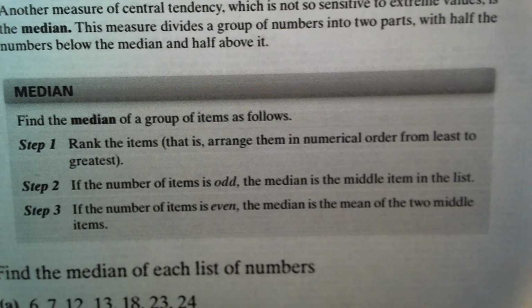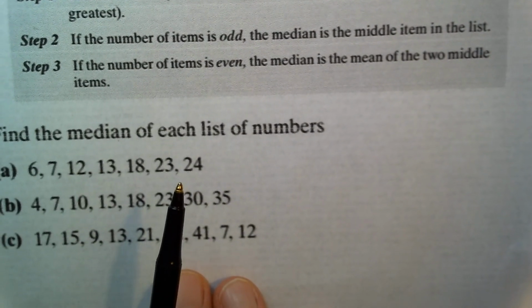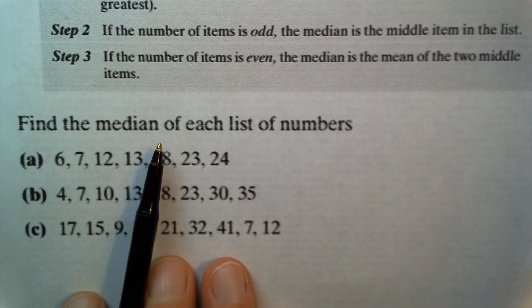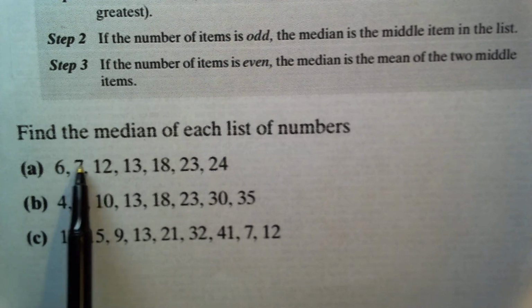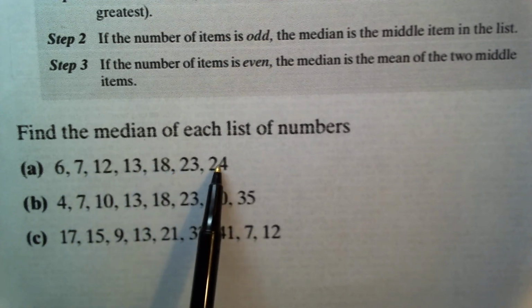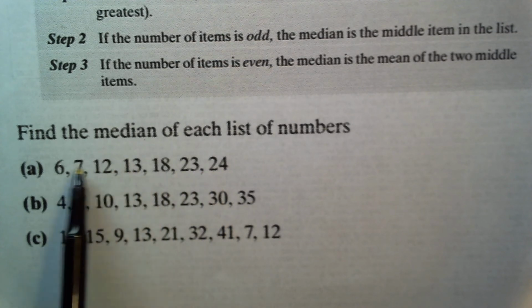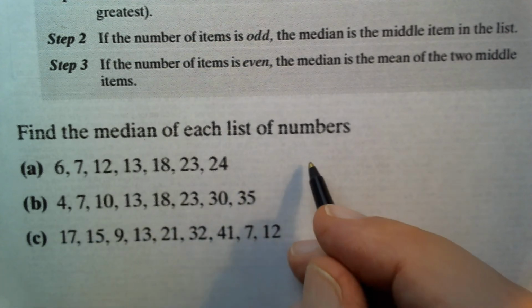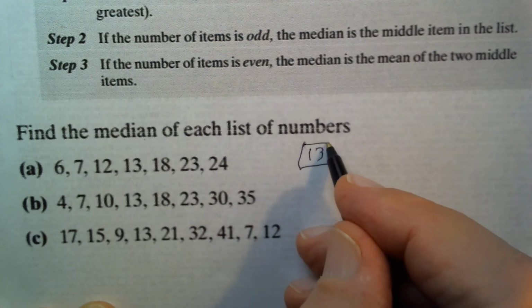So let's look at this right away. In the first example, A, we notice that the numbers have already been ranked. So there are 1, 2, 3, 4, 5, 6, 7. So it's an odd number of items. That means the one in the middle would be 13, because 3 to the left and 3 to the right. So the median would be 13.